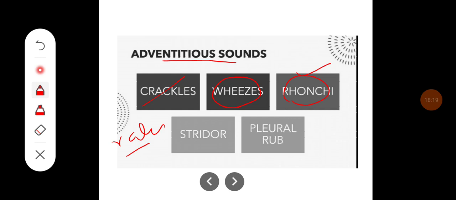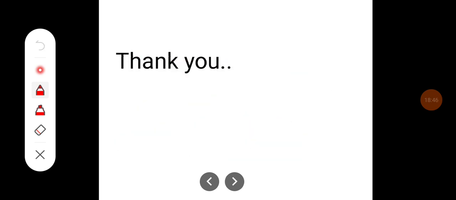Stridor is obstruction of the respiratory tract, for example because of foreign bodies, so there can be abnormal sounds during inspiration or expiration. Again, pleural rub is a crackling type of sound produced because of pleuritis. So these are some of the adventitious sounds that should be observed during respiratory examination. This is in brief about how the clinical examination of the respiratory tract is done. Thank you.